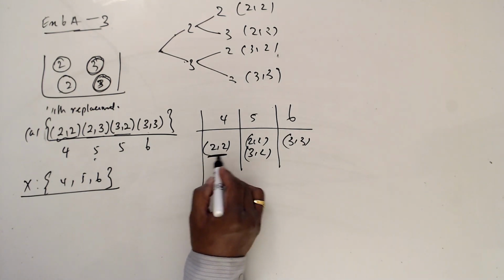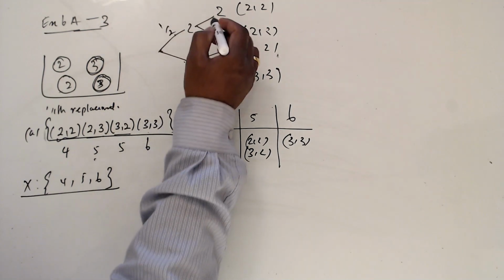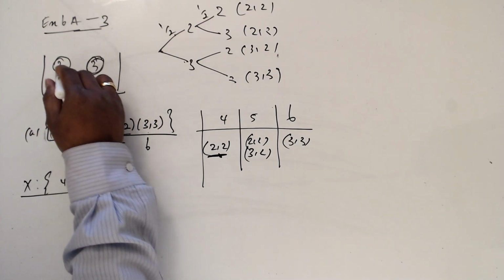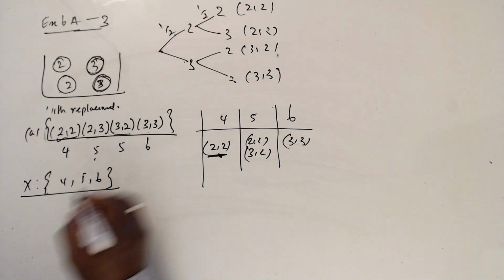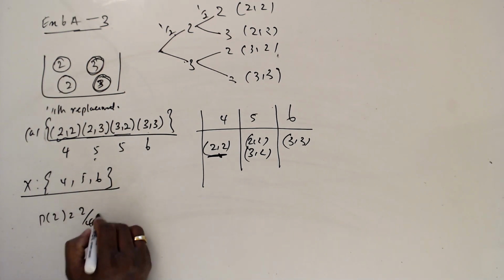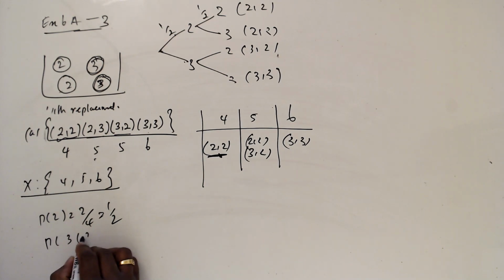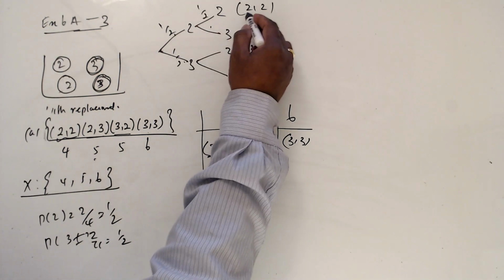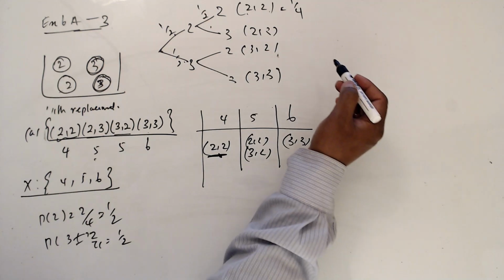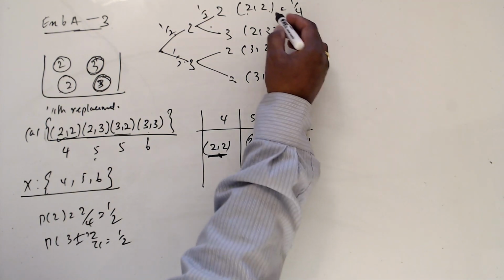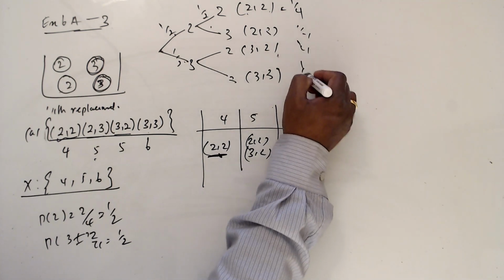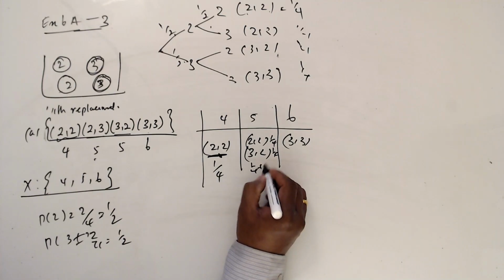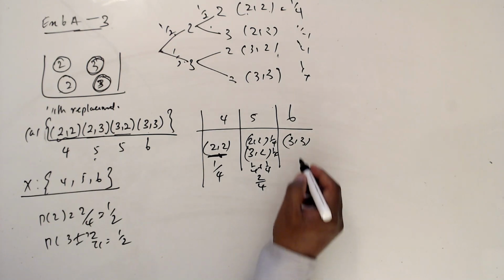So what is the probability of getting 2, 2? There are 4 outcomes and 2 out of 4. Probability of getting 2 is 2 out of 4, which is half. Probability of getting 3 is 2 out of 4, again half. So getting 2 and 2 is 1 over 4, and this is also 1 over 4. 1 over 4 plus 1 over 4 is 2 over 4. And this is again 1 over 4.